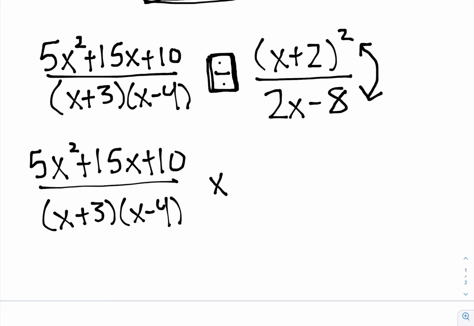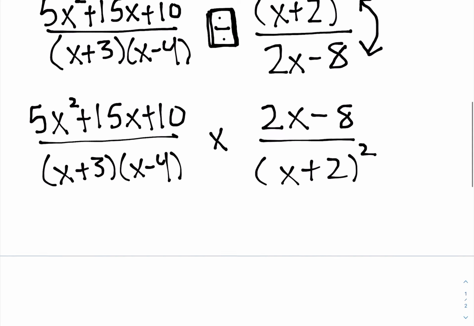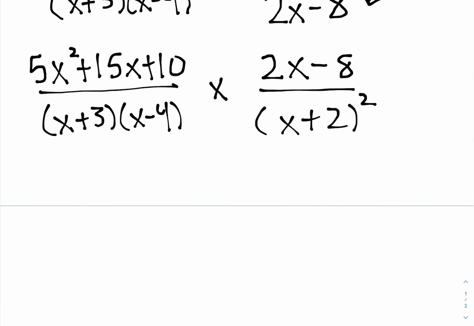So now this is a times. Now this 2x minus 8 is going to go to the top, so we're taking the reciprocal of the right side, and the (x plus 2) squared is going to go in the bottom. So we flipped the second and we multiplied. Okay, and now this is exactly like we had in the other question. We have a rational expression on the left, and we're multiplying by another rational expression on the right. So now let's start to factor this.